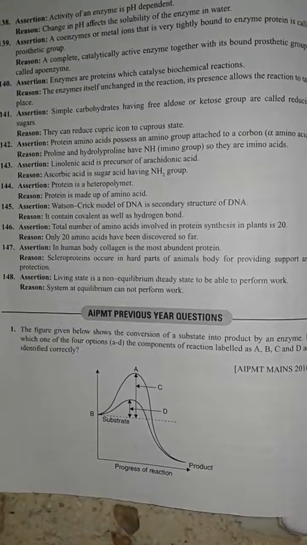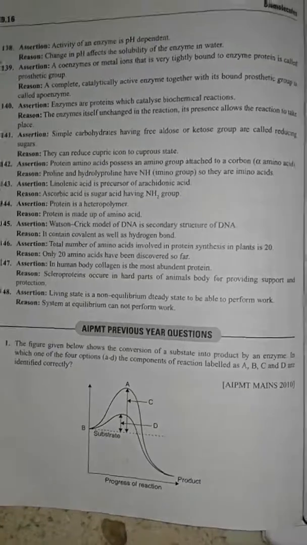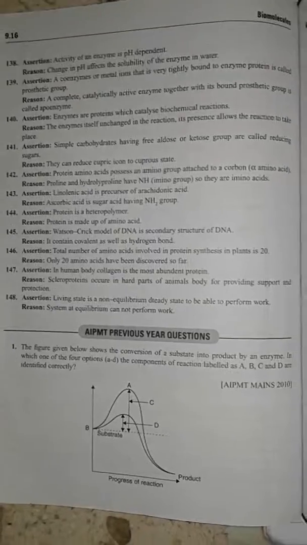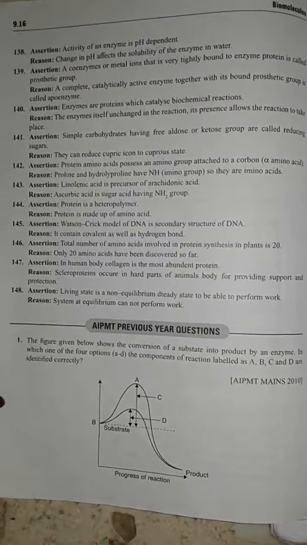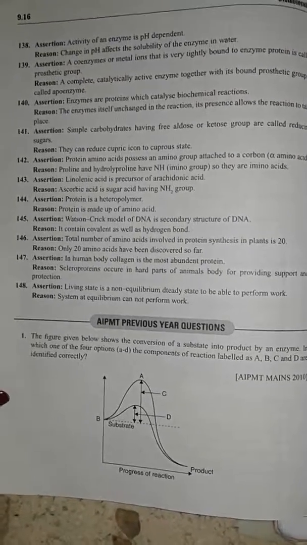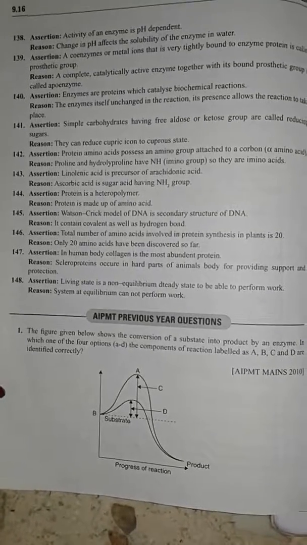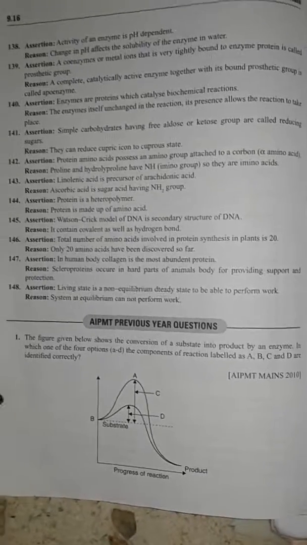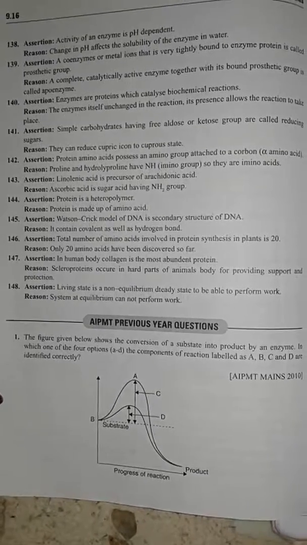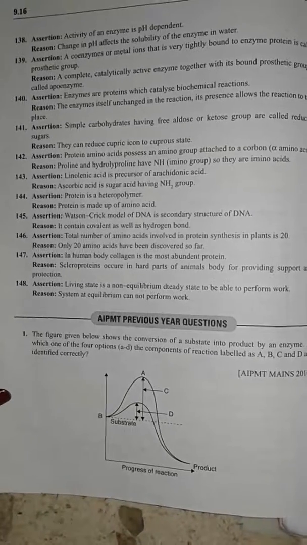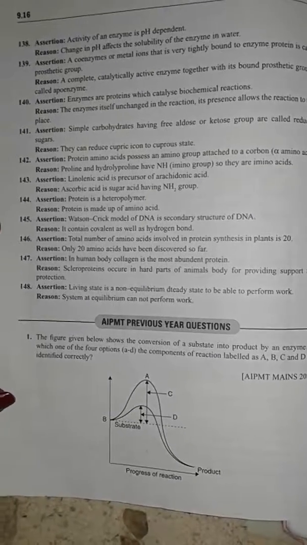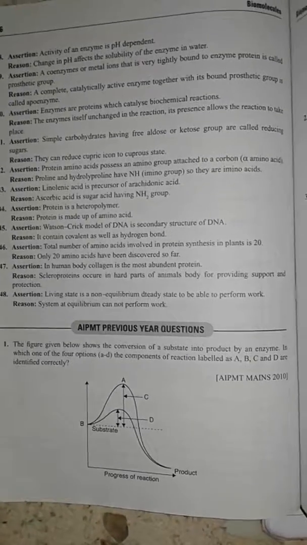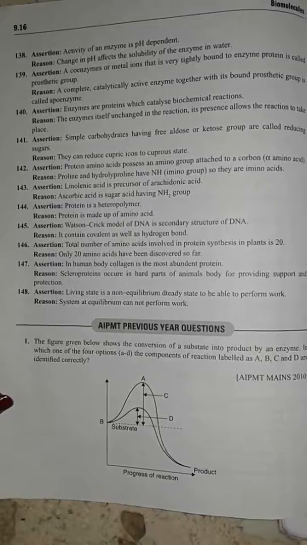Next, in the human body, collagen is the most abundant protein, and scleroproteins occur in hard parts of the animal's body for providing support and protection. So here the correct answer is B: both are correct, but the reason is not the correct explanation. So the answer is B here. Then, the living state is a non-equilibrium steady state to be able to perform work, and the reason is that a system at equilibrium cannot perform work. So here the correct answer is A: both are correct, and the reason is the correct explanation. So the answer is A here.